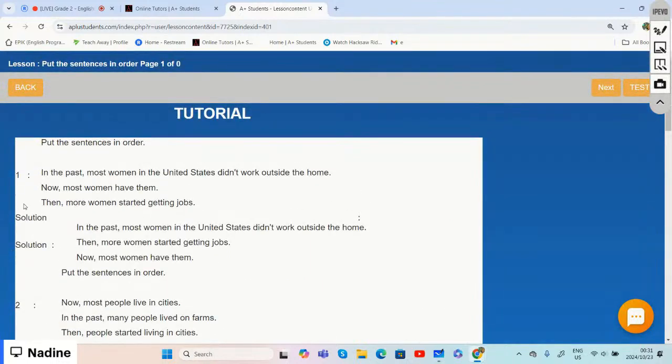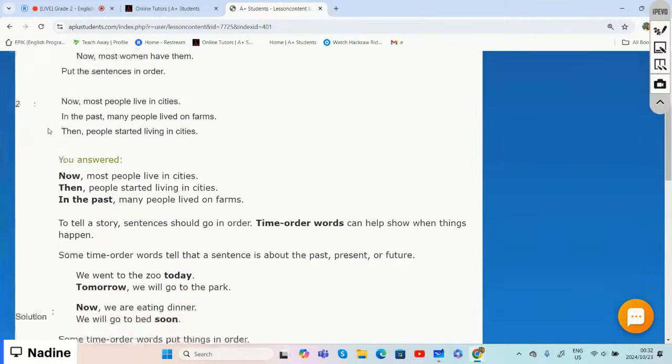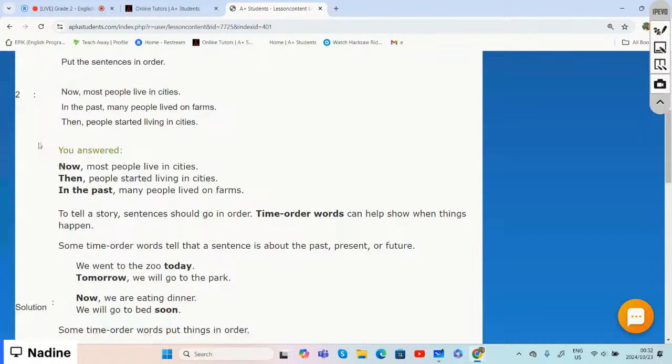And it says that in the past, most women in South Africa didn't work outside the home. Now most women have jobs. Then more women started getting jobs. If we look at those sentences, it's like putting them in order. Time order words are like now, then, in the past, first, last.